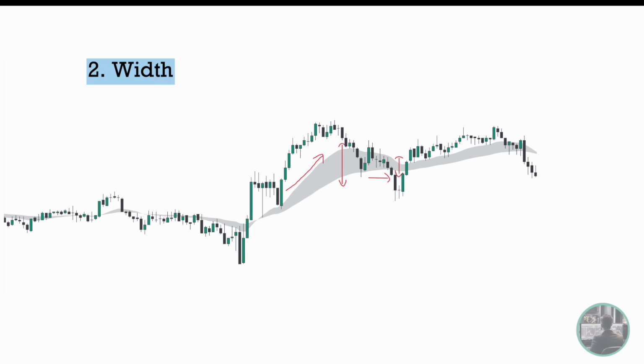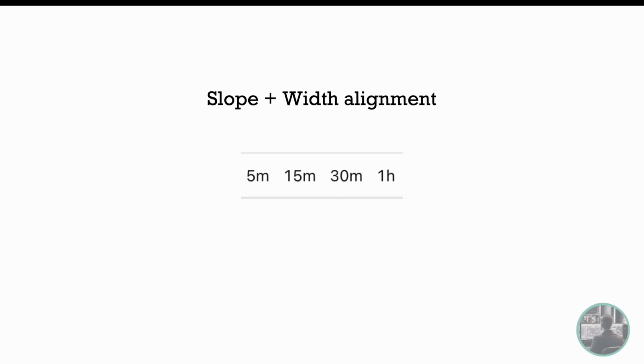This means momentum is fading, and the cloud might even flip and start trending the other way. And in that case, we'd actually start trading in the other direction. Now, the key to taking clean trades and clean trades only is that we want to look for a pocket where both the cloud slope and the cloud's width are aligned. Anything outside of this is not worth trading. Let me show you what that looks like.